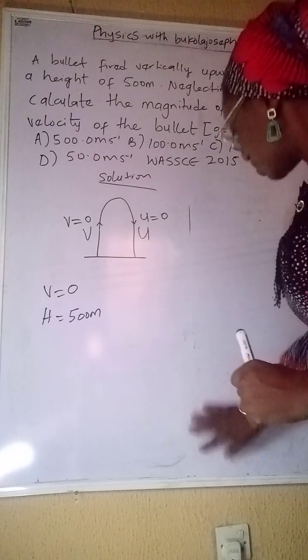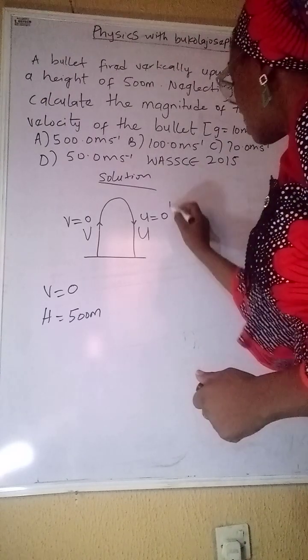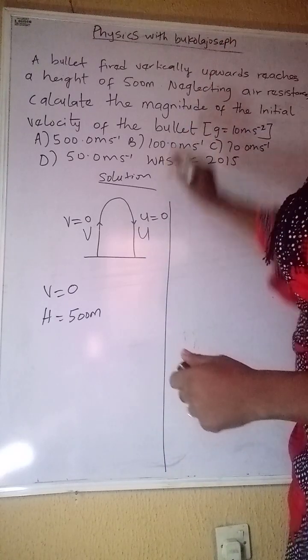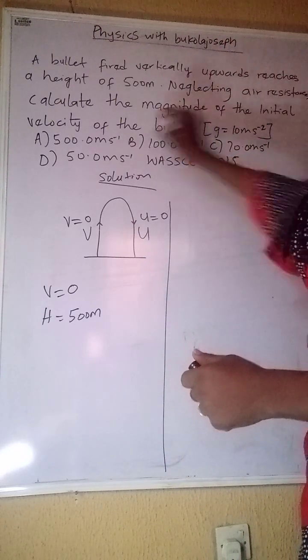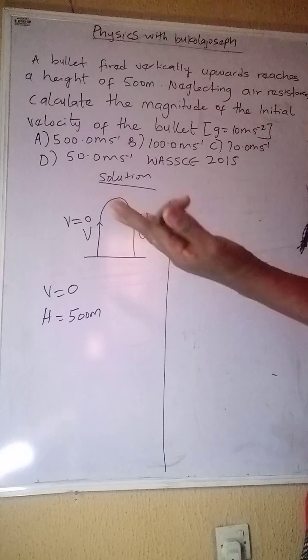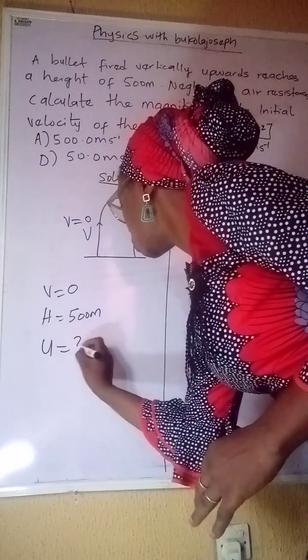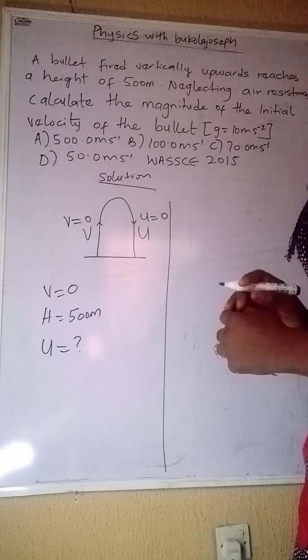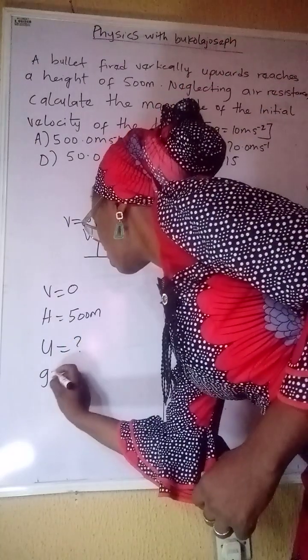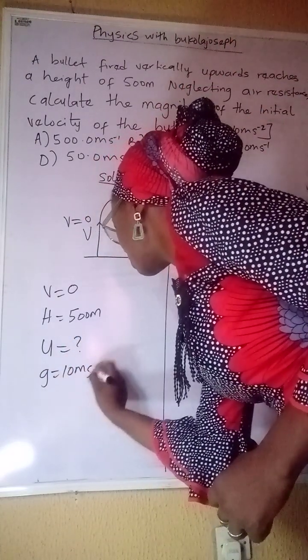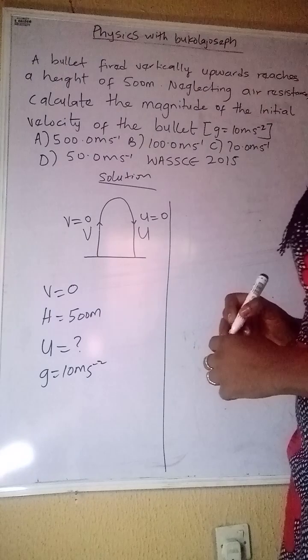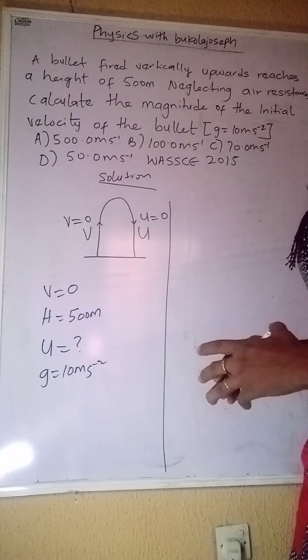Neglecting air resistance, calculate the magnitude of the initial velocity. So we are looking for U. We don't know U, we want to find U. We are given g is equal to 10 meters per second squared. So now we can solve the problem.